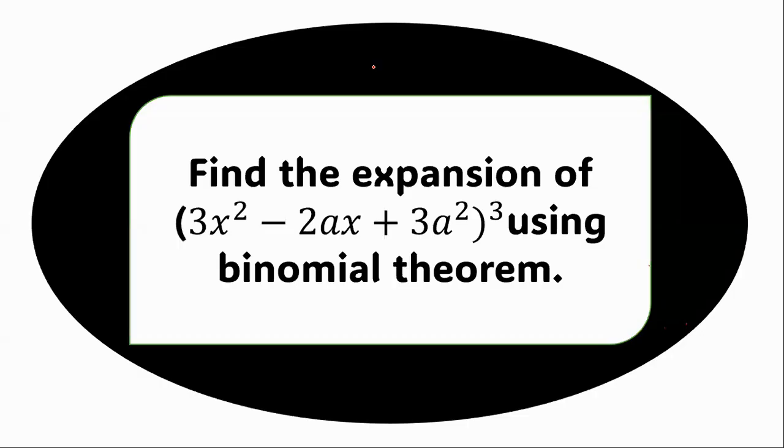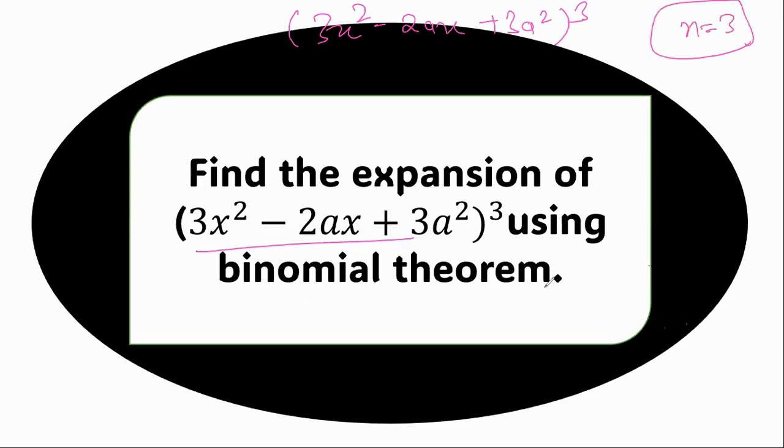So let's have a discussion on the question, everyone. The question is: find the expansion of this using the binomial theorem. So what is the expansion, everyone? (3x² − 2ax + 3a²)³. This is the expansion, and the final exponent is 3. So n is equal to 3.